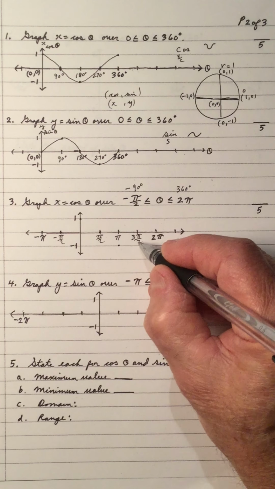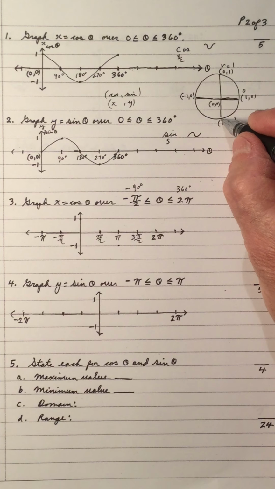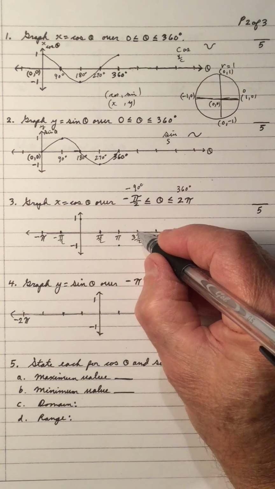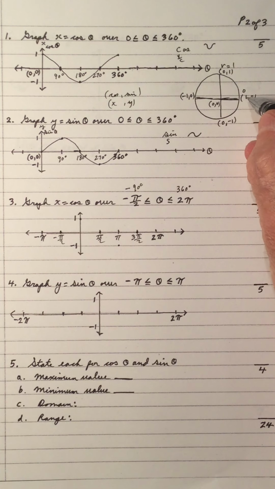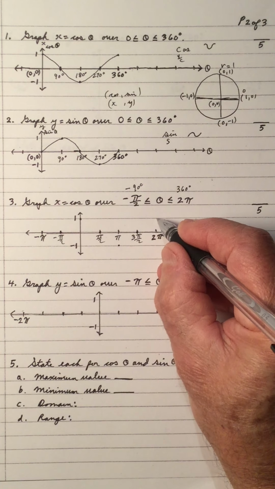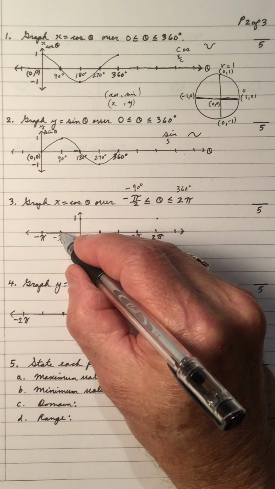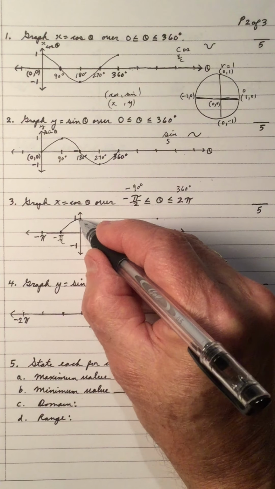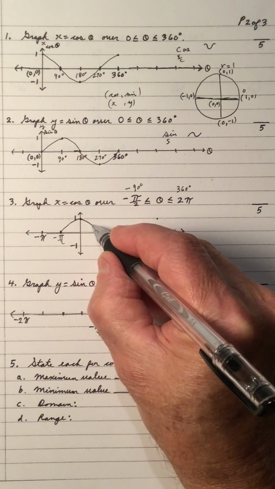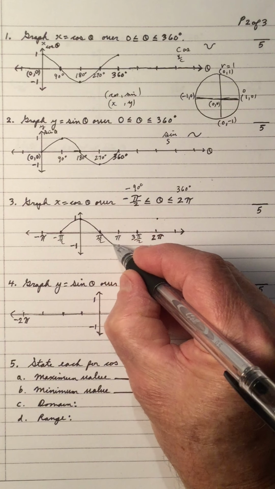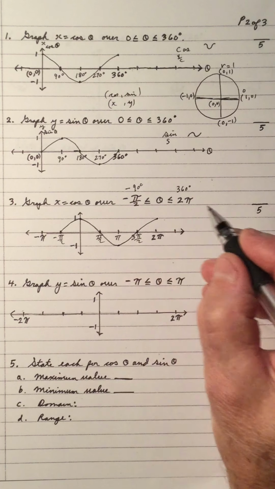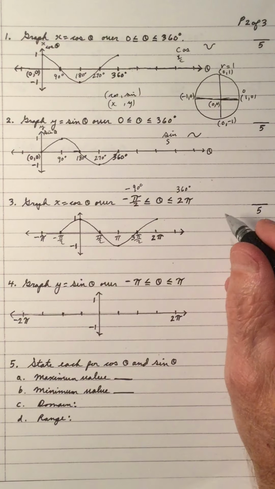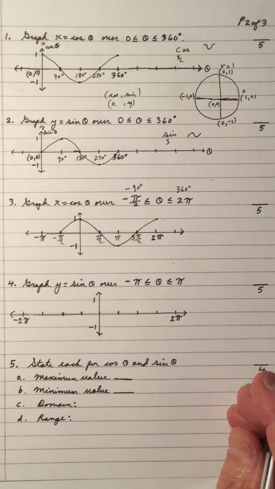And 3 pi over 2 is 3 times 90, which is 270. So at 270, cos is 0. And 2 pi is the same as 360. So at 360, cos is 1. So we're back to 1. So we started here, went up. Notice we got 1. We go down to 0. We go down to negative 1. We're back up to 0. We're back up to 1. So there's the graph. So if you have all that graph correctly, give yourself 5 marks.